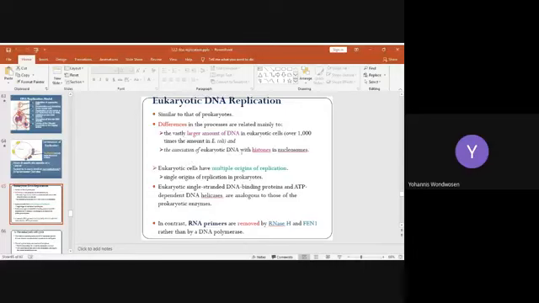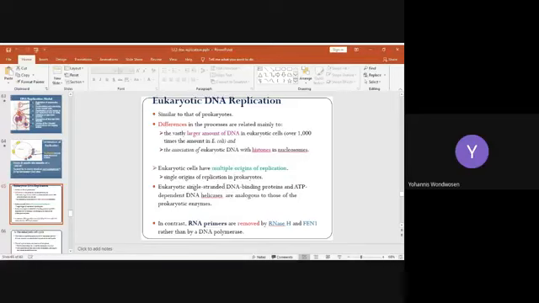Association of eukaryotic DNA with histones forms the nucleosome. Prokaryotic cells do not have a specified membrane for each subcellular organelle, while we do, including the nucleus. And this DNA replication process takes place in the nucleus. That's why histone proteins are present in eukaryotic cells. However, histones are not present in prokaryotic cells. Eukaryotic cells have multiple origins of replication, while prokaryotes have a single origin of replication.